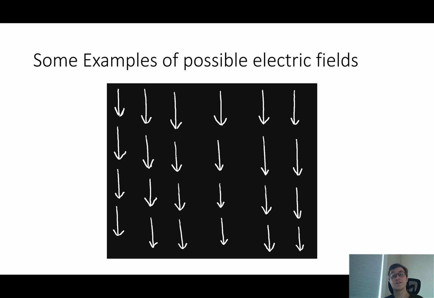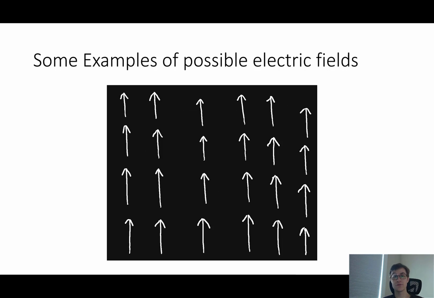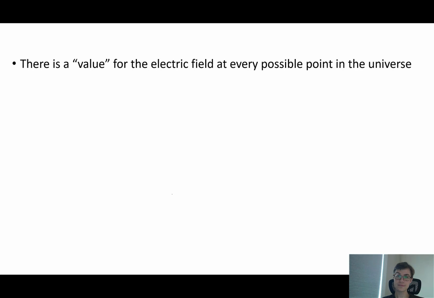So some possible electric fields in a room. Maybe you have a room and the electric field vector points down everywhere. That's fine. Maybe it points to the right everywhere. That's okay. Maybe one points up everywhere. Or maybe they're all moving away from a certain object in the middle. Well, an electric field is basically just a bunch of vectors. Every point gets a vector. So there's a value for the electric field at every possible point of the universe.